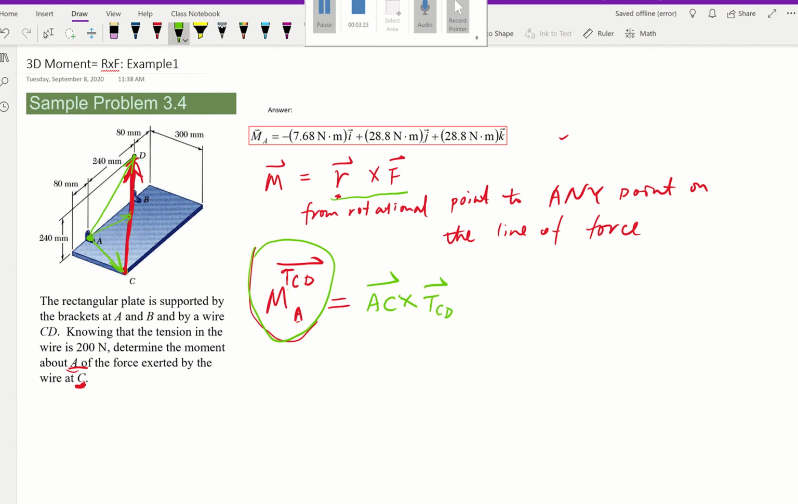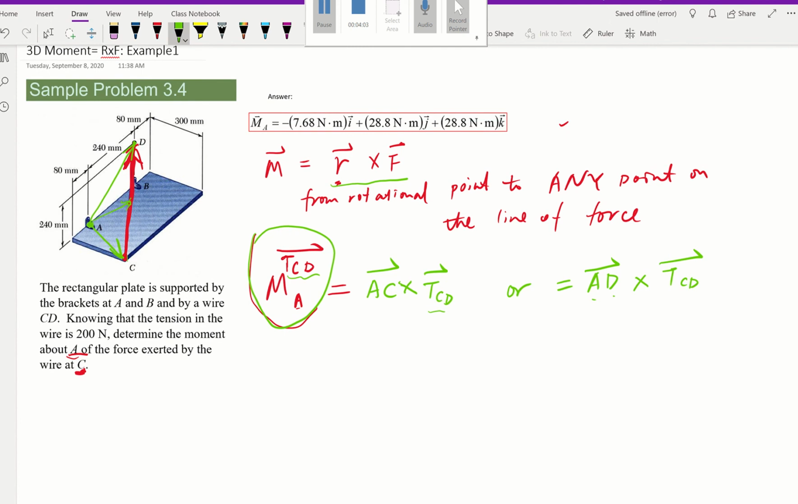I'm just going to copy down what we have over here on the subscript. I want you to use that in the future so you know what force it is. Or I can say this is also equal to AD, because that's from the rotational point A to any point on the force. D is on there. Then cross product with this force T_CD. Today we're going to try both and we should get the same answer, as you have proved in the previous video. But here we're actually going to use numbers to support our verification.